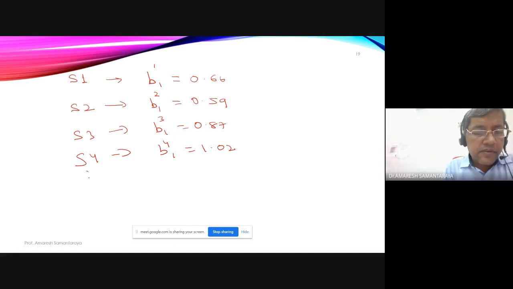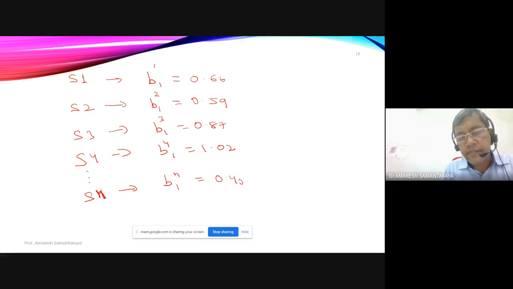Like that, I could have chosen any of these samples, say sample N now, sample Sn. For Sn, I'll get B1n as some number like say 0.45. So what you see here, there was a possibility of picking n number of samples. Out of those n possibilities, I have chosen a particular one. So I got a particular value for B1 hat.